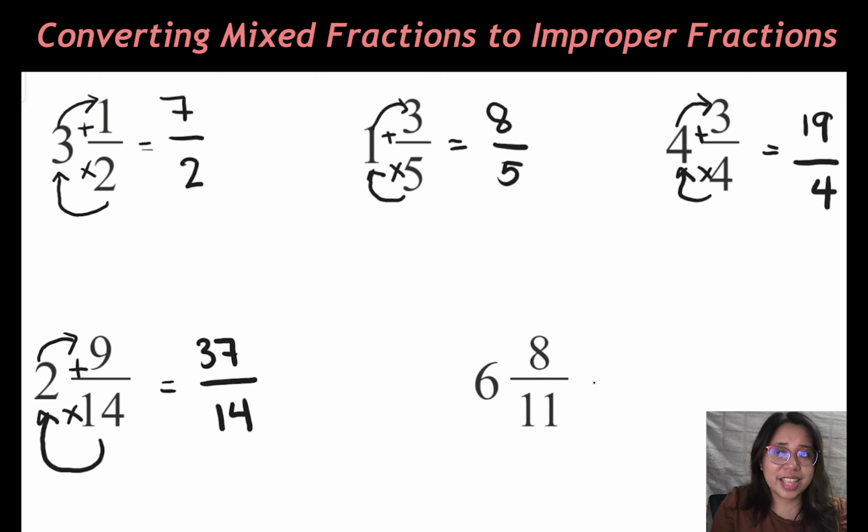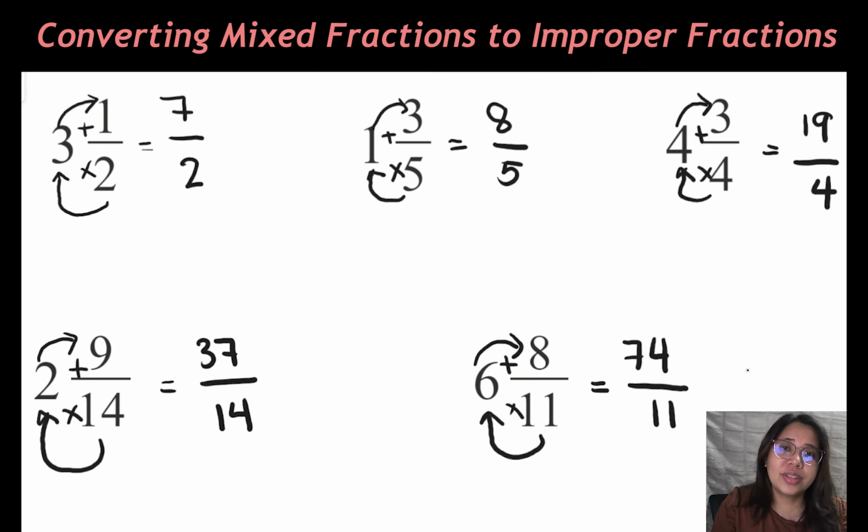Right, and next example, we have 6 and 8 over 11. So, i-multiply ulit natin yung ating denominator sa ating whole number. So, 11 times 6 is 66. And then, i-add natin sa ating numerator. So, 66 plus 8 is equivalent to 74. So, we have 74 sa numerator. And, kokopyahin lang natin ulit yung denominator, which is 11. So, 6 and 8 over 11 is equivalent to 74 over 11.